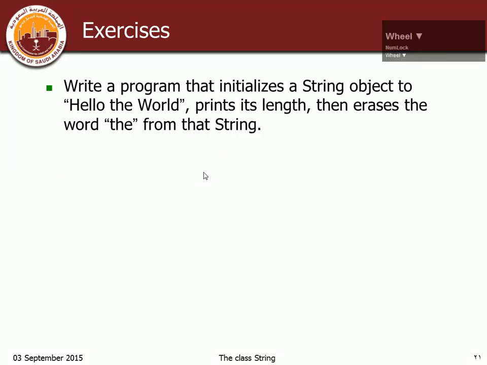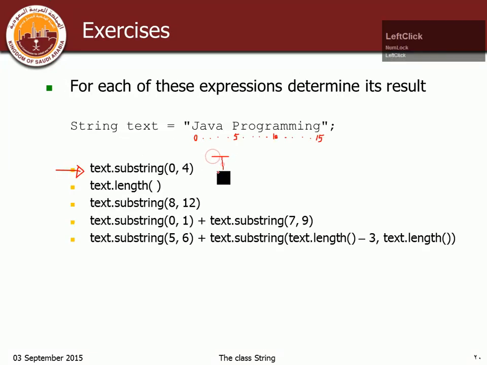So this is going to give me Java, right? Java: 0, 1, 2, 3. 4 is not included. 4 is a space, so it's not included, but 3 is included. So I will have 0, 1, 2, 3. 3 is included. 4 is not included, but 3 is included.